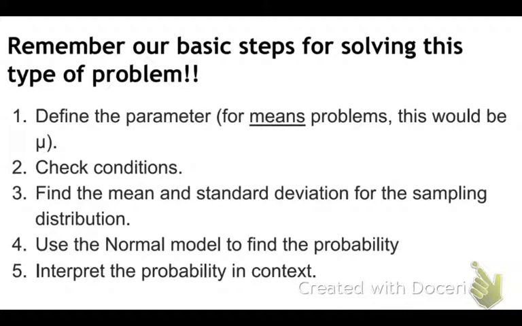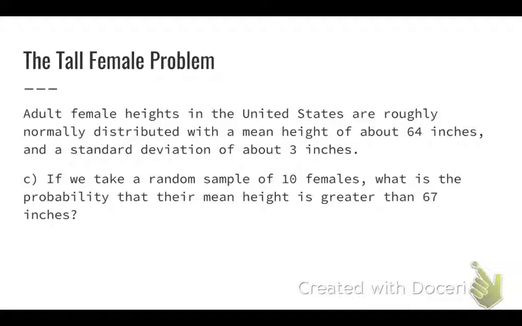Remember the basic steps for solving this type of problem. Again, define your parameter, check your conditions, find the mean and standard deviation, use the normal model to find the probability, and then interpret. So if we go back, if we take a random sample of 10 females, what is the probability that their mean height is greater than 67 inches? So let's go ahead and work through all the parts.